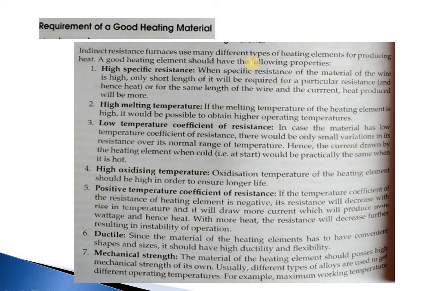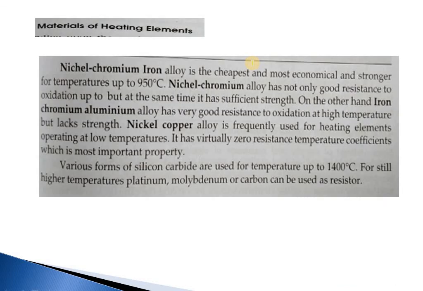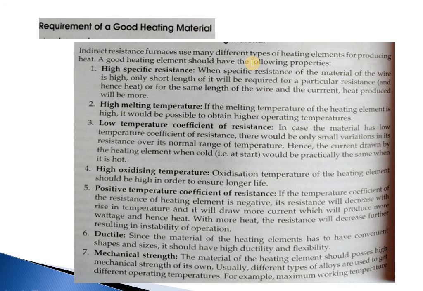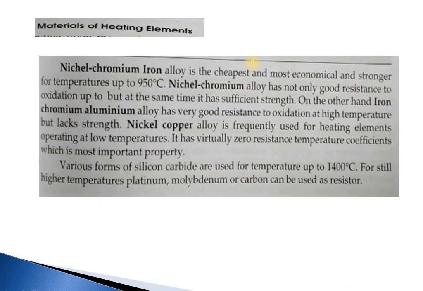Seventh, mechanical strength. The material of the heating element should possess high mechanical strength of its own. Usually, different types of alloys are used to get different operating temperatures. For example, maximum working temperature is nearly 1000 degrees. And the materials generally used for heating elements we will discuss here.